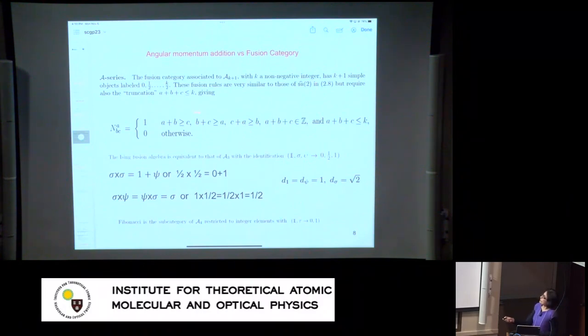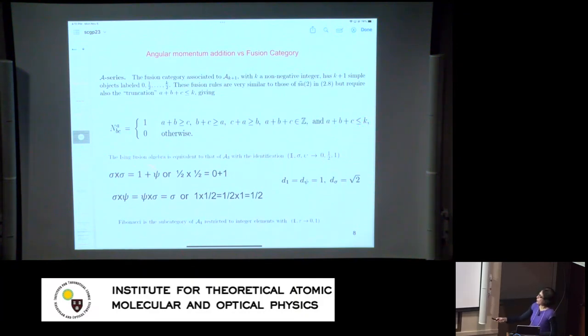So for example, there is a series known as the A series, which is closest to angular momentum addition. The fusion category A_{K+1} is one where you have K, a non-negative integer, and you have K plus 1 simple objects: 0, half, up to K over 2. The important thing to note is that in the A_{K+1} series, you always truncate the number of simple objects to K over 2. The only difference now is that when I fuse two objects in this category, A plus B plus C should be less than or equal to K. Whereas for angular momentum in SU(2), A plus B plus C is not limited by K.